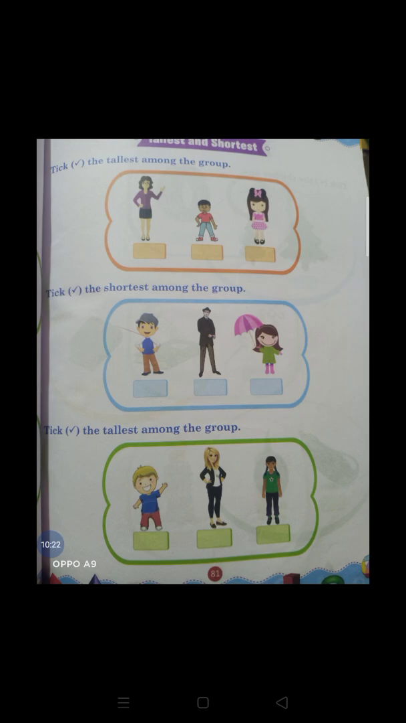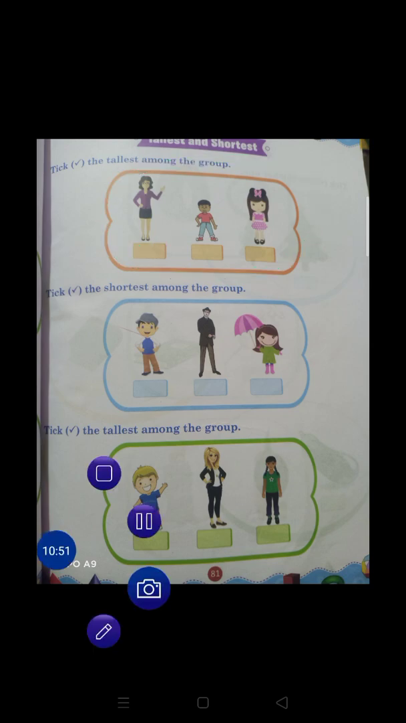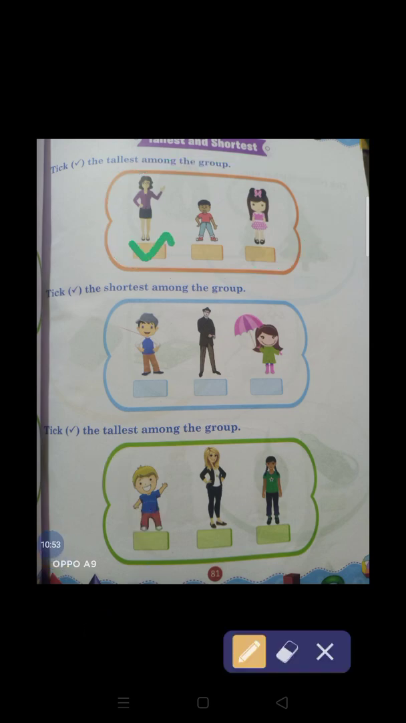First, put a tick mark and find who is tallest among the group. You have to compare these people and find who is tallest. Yes, obviously we know the first woman is tallest in height. So put a tick mark. நம்ம first one க்கு tick mark பண்ணணும்.